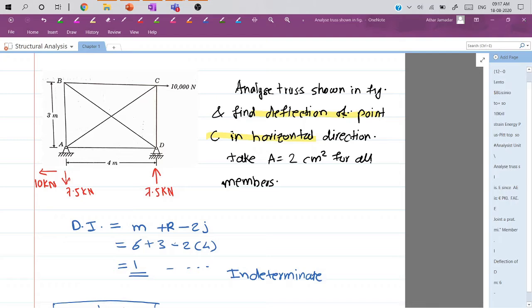The only remaining joint is B, but at B also there are three members meeting, BA, BD, and BC. So we cannot select joint B either. This is the difficulty in the case of an indeterminate truss: you cannot select a particular joint for analysis. That is why analysis of an indeterminate truss is somewhat different from a determinate truss. Now we are going to see how to analyze this truss.